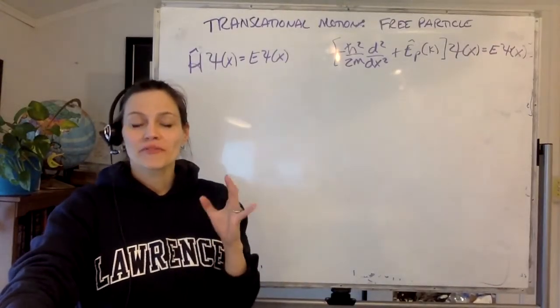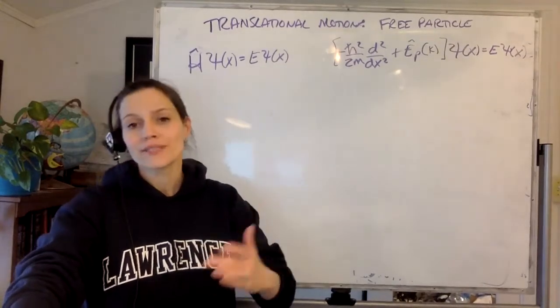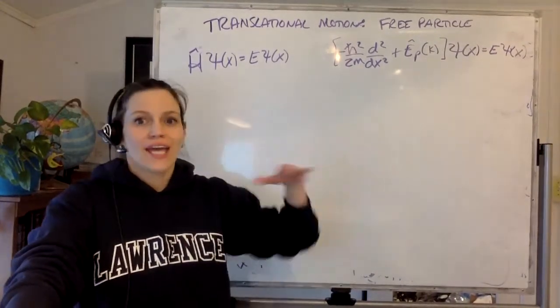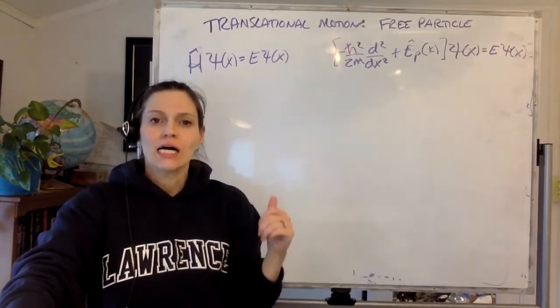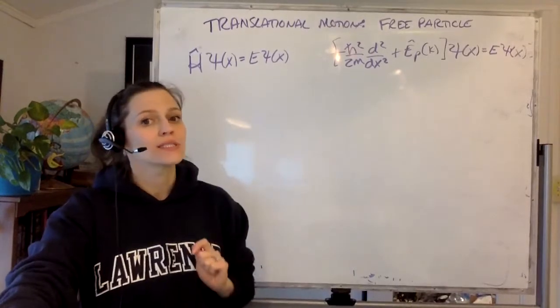Okay, so thus far we've learned all about wave functions, that they have these limitations, that they need to be continuous, they need to be square integrable, they can't go to infinity, they can't diverge. But why? What do we care, and how do we use this as chemists?